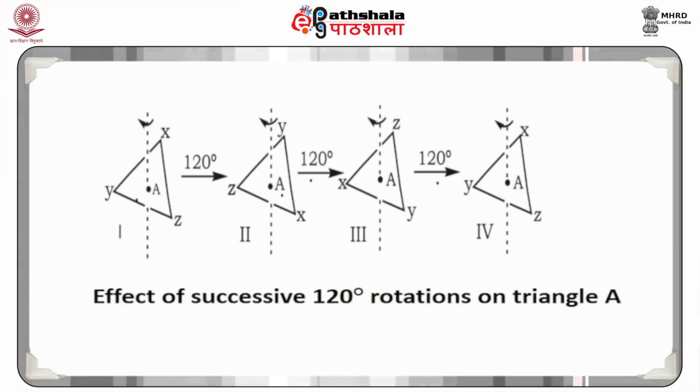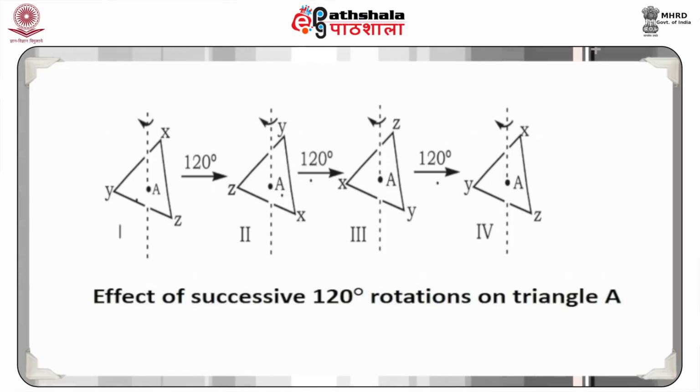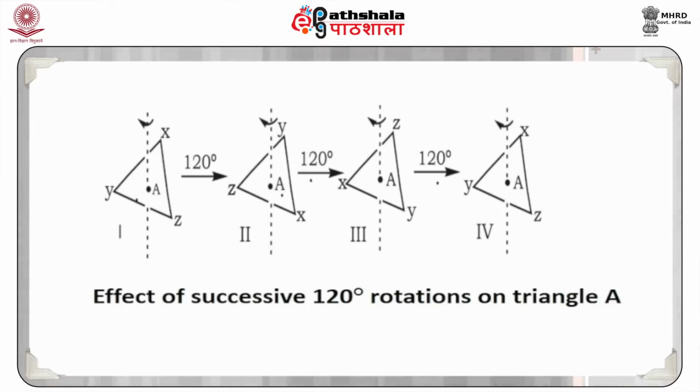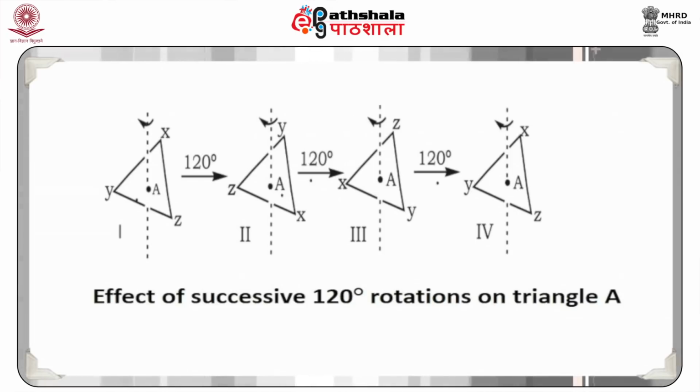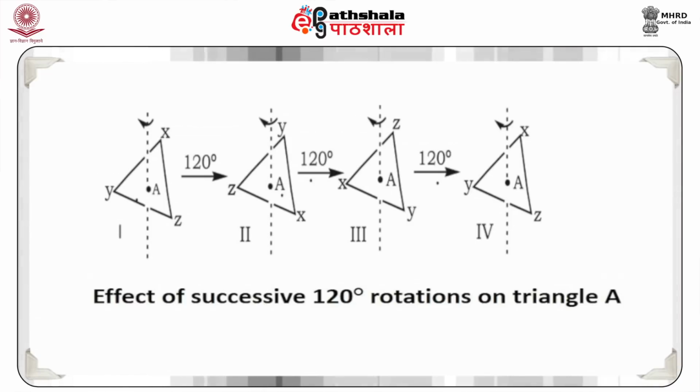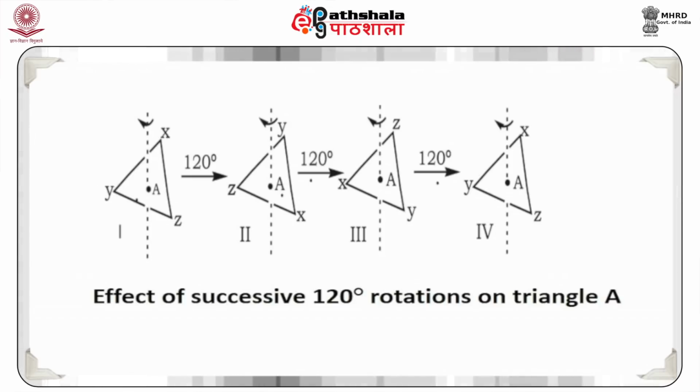Here now y moves, and then x also moves, and z also moves, that is, corners are again changed. Let us go to the third 120-degree rotation, and in this what you find, after this 120-degree rotation, I am reaching a configuration 4, which is identical to configuration 1. So, it means the configuration 1 and 4 are identical.